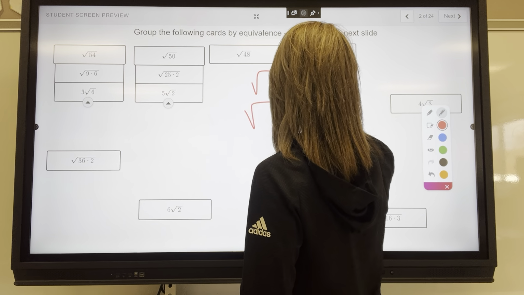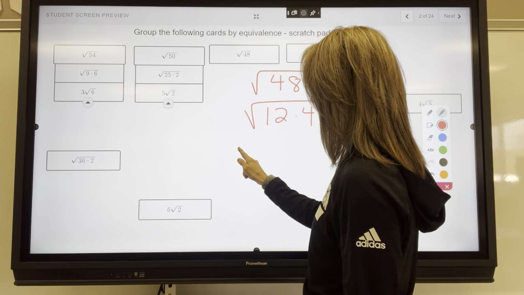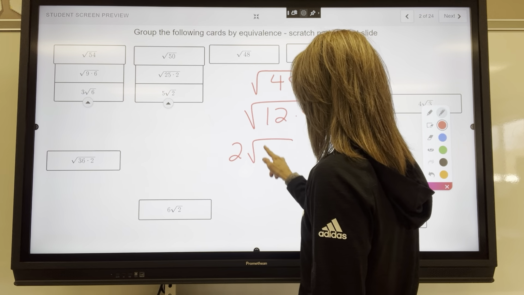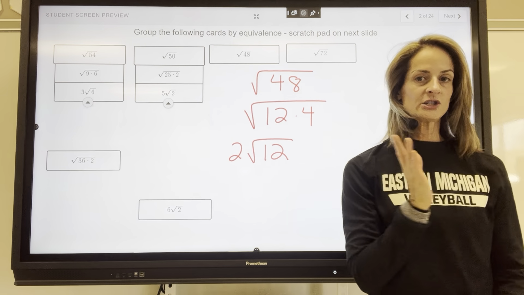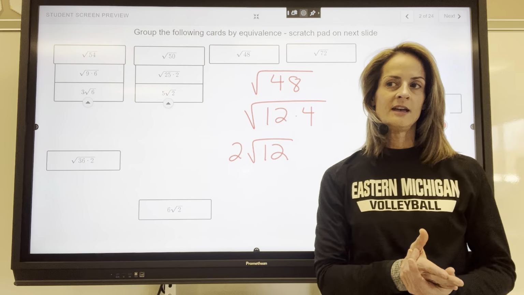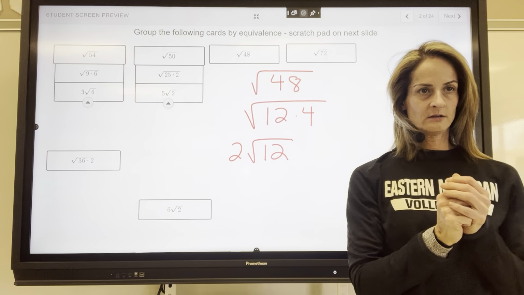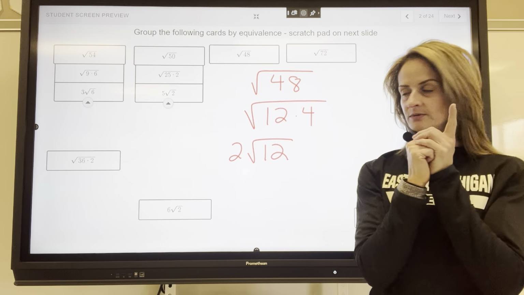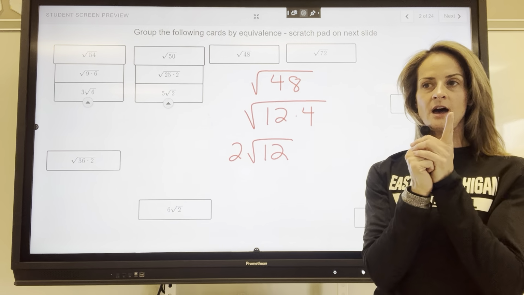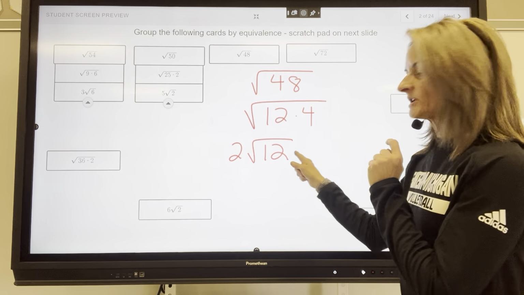We break it up into 12 times 4 because we notice that 4 is a perfect square. We pull the 4 out, it becomes a 2. But look what happens. A lot of students would say, there's your answer, but that's actually not completely simplified because 12 has a perfect square factor still. What is it? 6 does go into 12 evenly, but it's not a perfect square. 4, because 4 times 3 is 12.